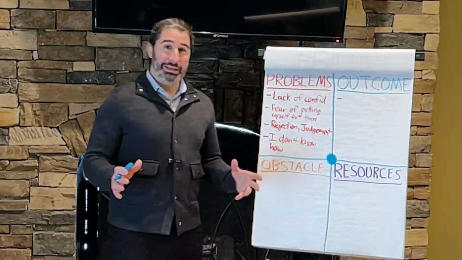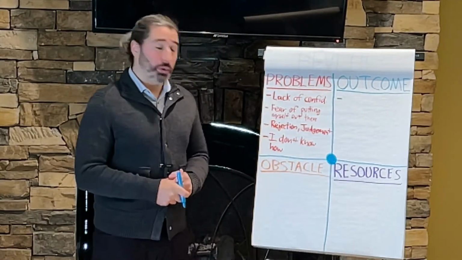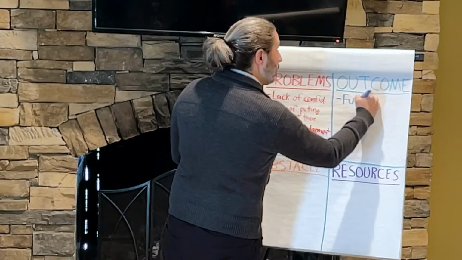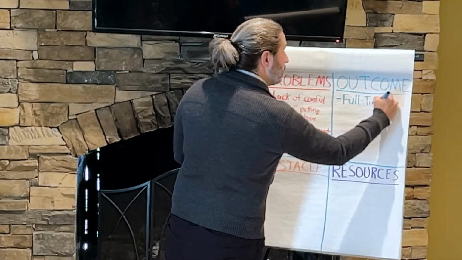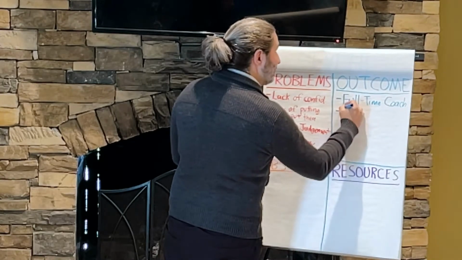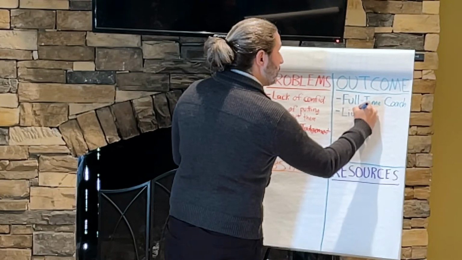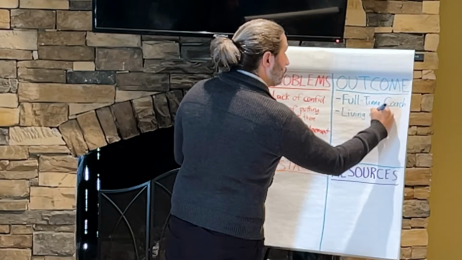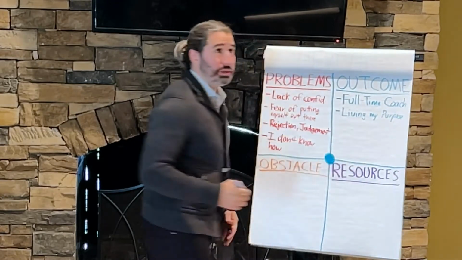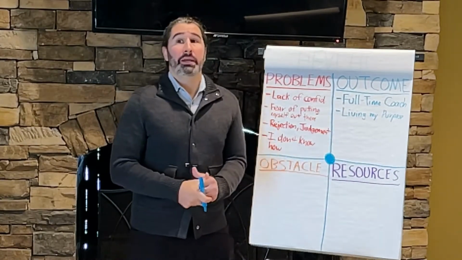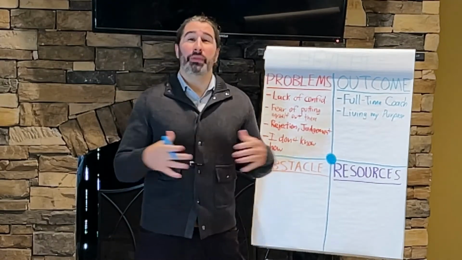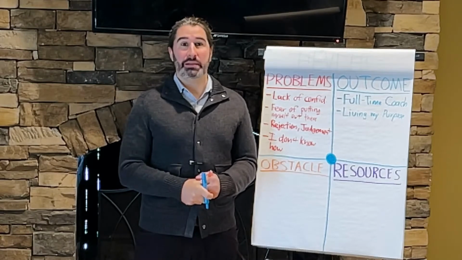I'm going to write some ideas or some examples of some of the outcomes that you've told me. And in no particular order, full-time coach, I'll be living my purpose. You can get as detailed. You can say I'm going to have 4 clients a week, 10 clients a week. You could quantify it. I want to earn $4,000 a week, $6,000 a week, $2,000 a week.